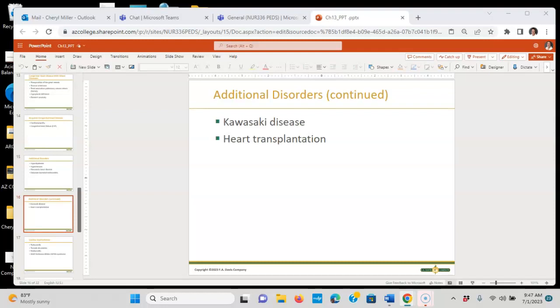So again, our issues with this one is maintain anti-inflammatory, high dose salicylic, that's aspirin, which can also be continued for 6 to 8 weeks as an antiplatelet therapy. IV gamma globulin is given for the first 10 days to prevent coronary aneurysms, monitor the child's cardiac status, and symptom relief. It's usually self-limiting, but remember those meds.